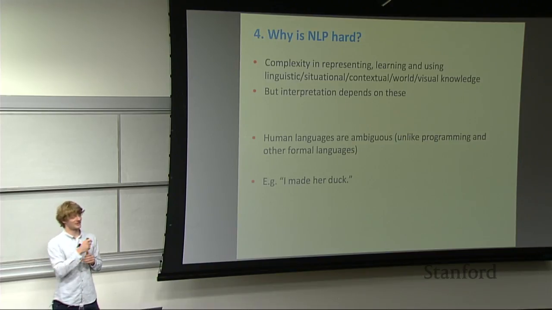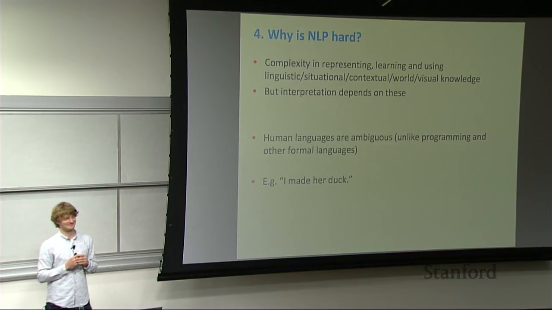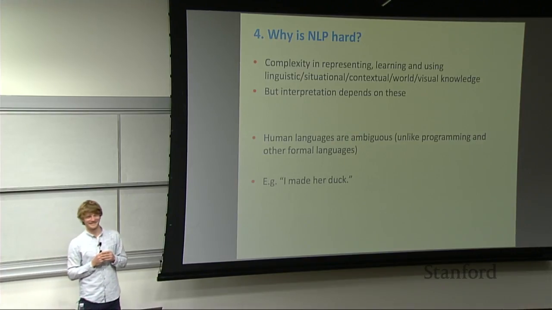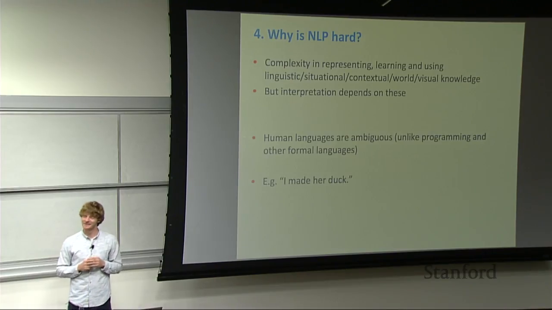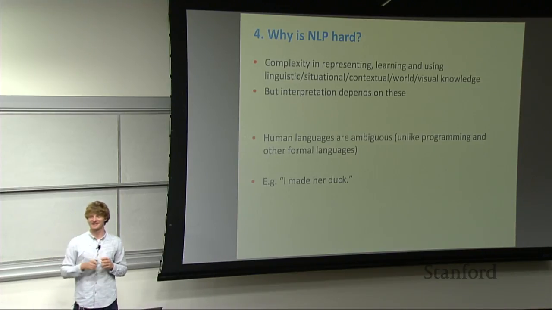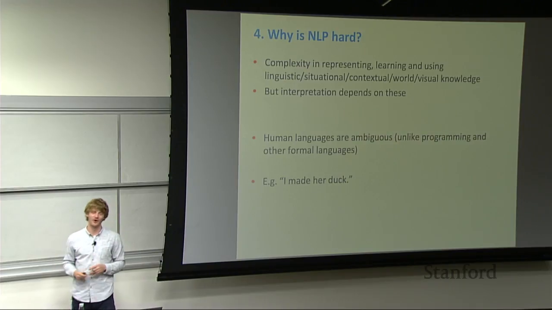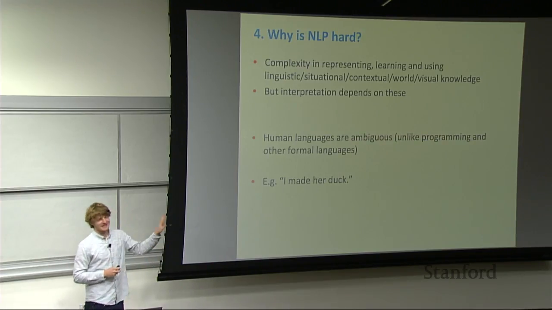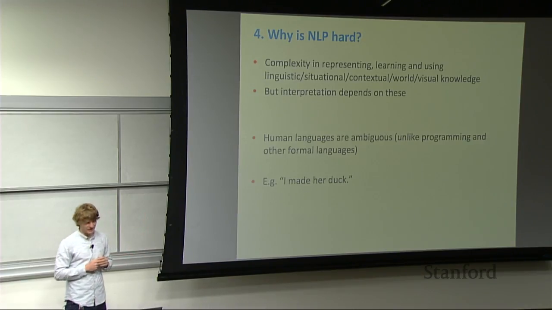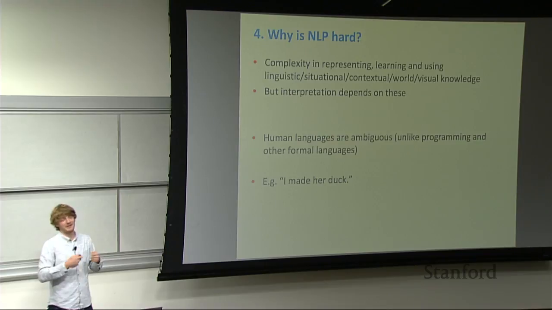I made her duck. No? Yeah? I guess your interpretation is she had a duck, I made it. That's right. You actually made the duck that she owned, and it was hers. So that's one. This is kind of a funny, simple example, but those are actually happening in real life too.